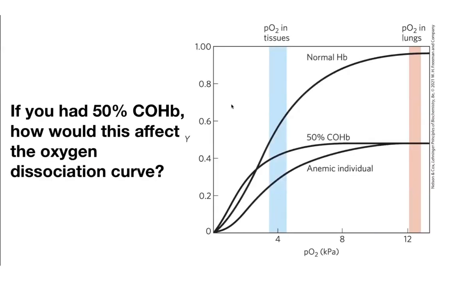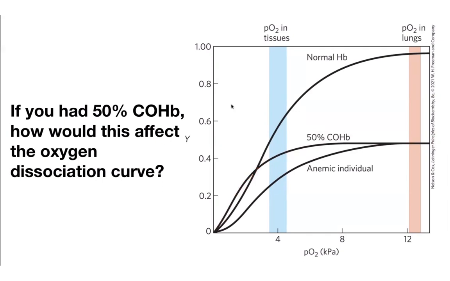So hopefully you drew something like this. Basically, this is going to be in this 50% state. What you can see is that your Bmax, the maximum binding, the maximum saturation of your hemoglobin, is only going to be half of what it was before. But what's going to happen too is that your curve is going to be shifted to the left. You have a higher affinity for that oxygen.